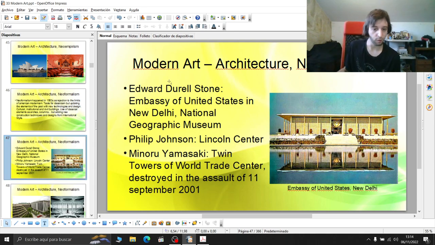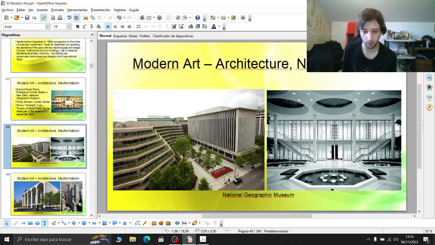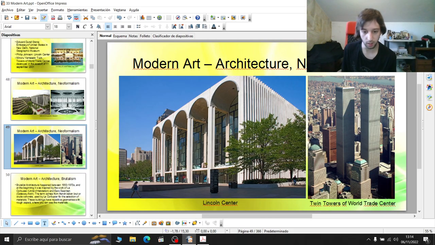Here examples of neoformalism with Edward Durell Stone, Philip Johnson, Minoru Yamasaki: National Geographic Museum, Lincoln Center, Twin Towers of the World Trade Center.